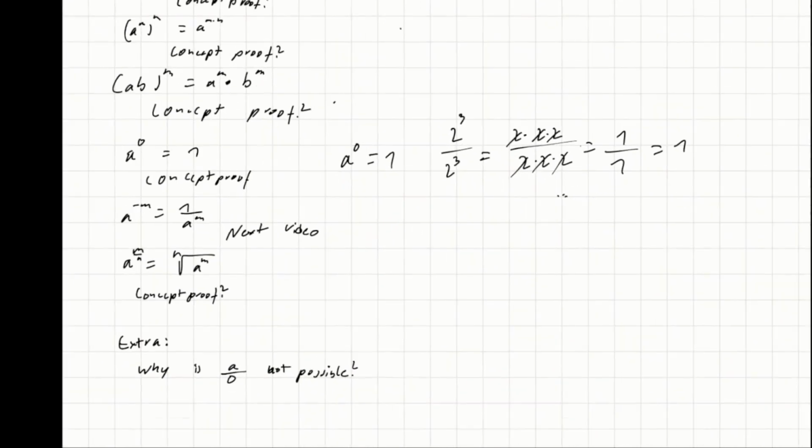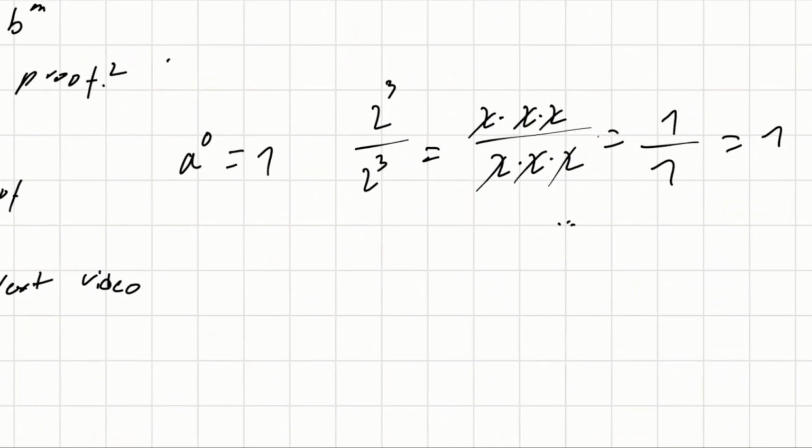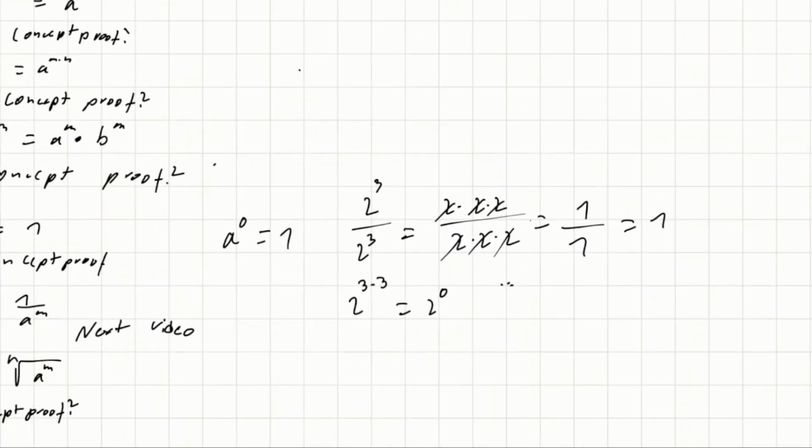Okay. But we know from this rule that this is nothing else than 2 to the 3 minus 3. And this is equal to 2 to the power of 0. So, and that's about it. This is the concept proof.